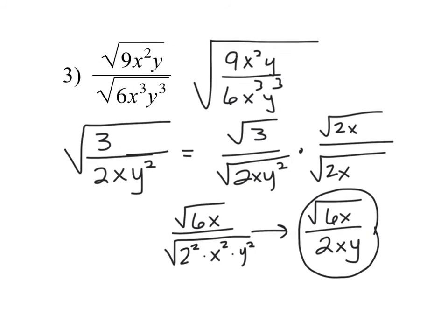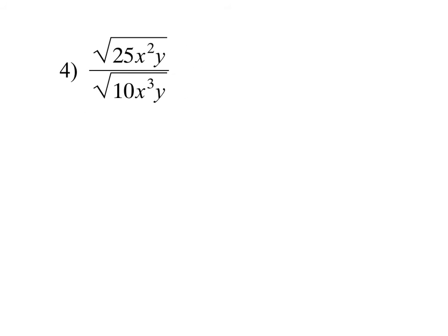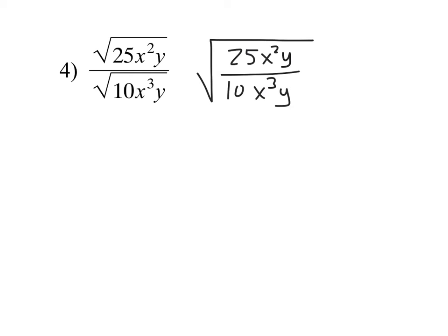All right, let's take a look over here at example number 4. Again, is there a number that goes into 25 and 10? There is, so I'm going to simplify this by writing it as one whole root, 25x squared y over 10x cubed y. The biggest number that goes into 25 and 10 is 5. 25 divided by 5 is 5. 10 divided by 5 is 2.